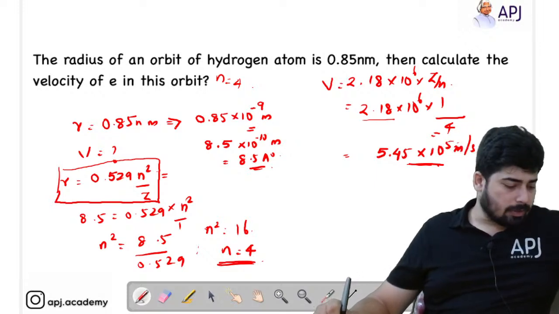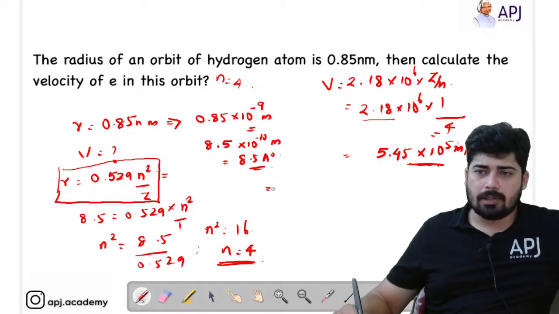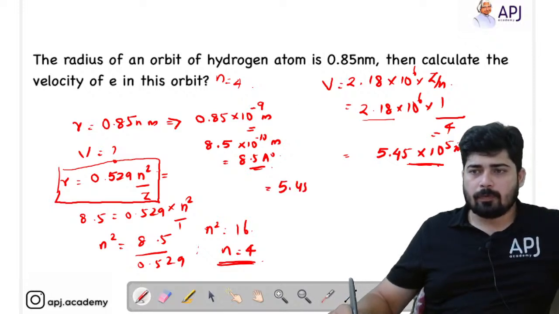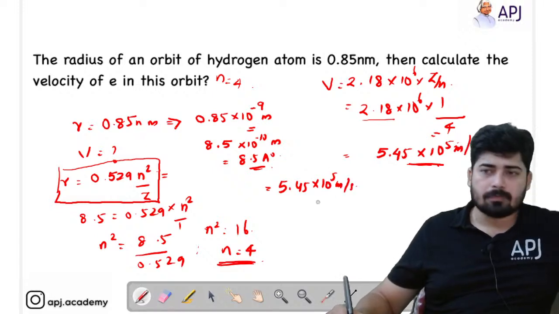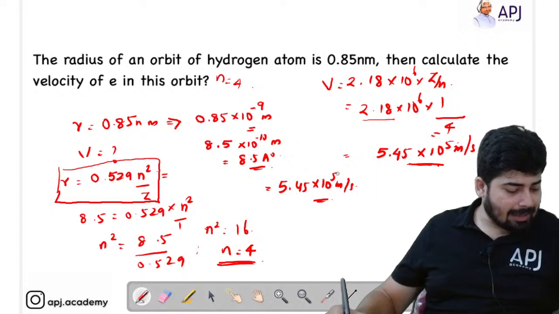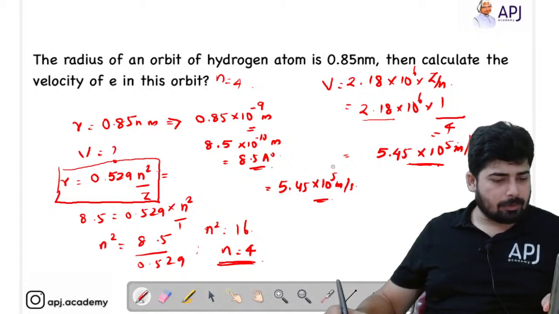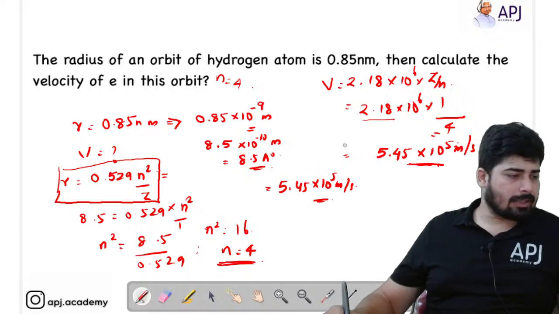Hope this is clear, students. I'll just write the value here, 5.45 into 10 raised to 5 meter per second. Are you getting it, students? Are you getting the value? Okay, now let's move on to the next one.